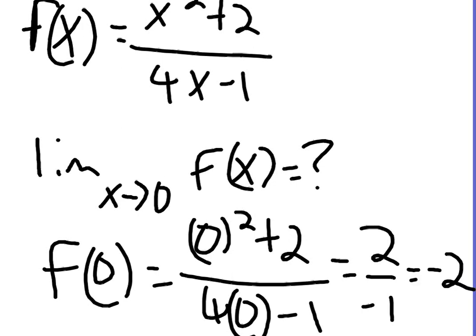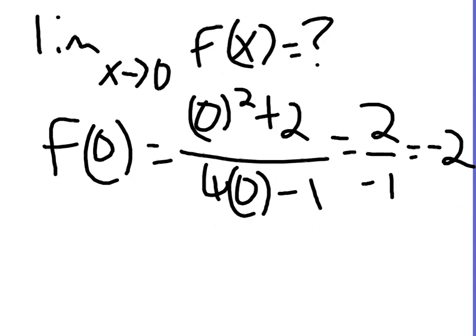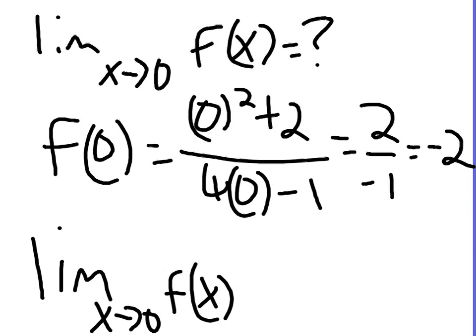Guess what? We got something back. We didn't get an undefined. So as long as you get something back, that's going to be your limit value. That means the limit as x approaches 0 of f of x equals -2. So again, for any rational function that works, if you plug in a number and you get something back, that's going to be your limit value.